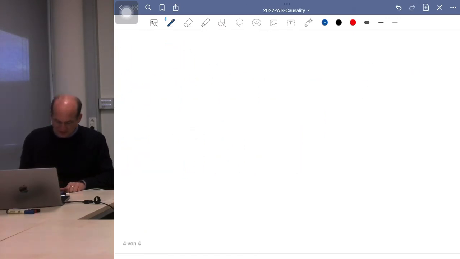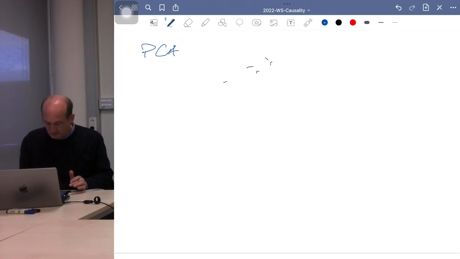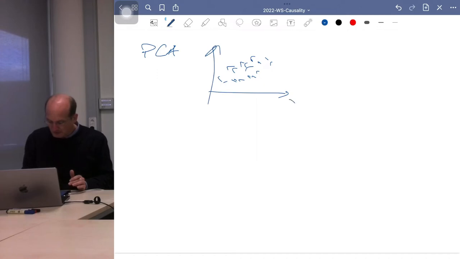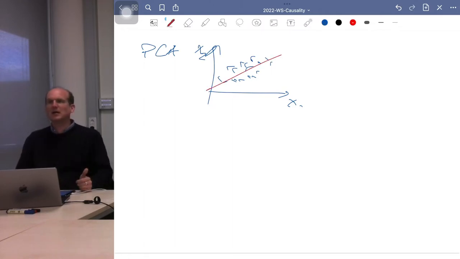So what PCA is doing, for example, is you have a cloud of points. This is a 2D point cloud, x1 and x2. And then PCA will give you the main direction. I can also use a different color, so let's be fancy. So this is the main direction, and it will give you the direction of largest variance. That's the first direction that you get. And the second direction is at a right angle to the first one, and it gives you the direction of the second largest variance.